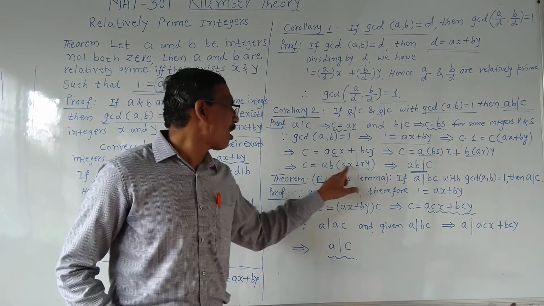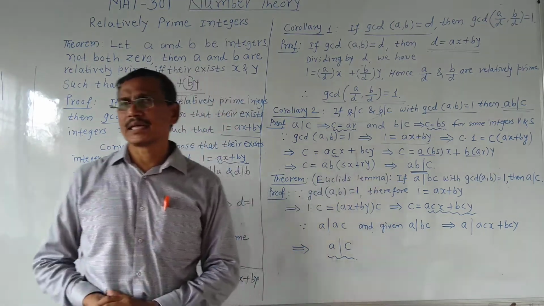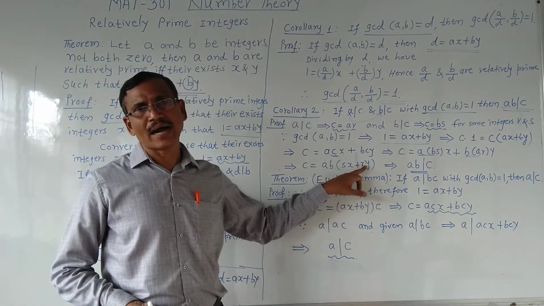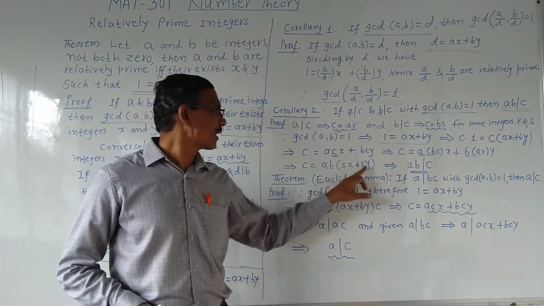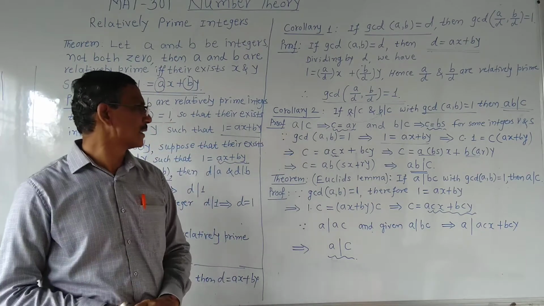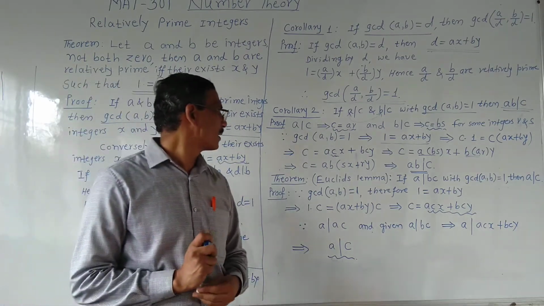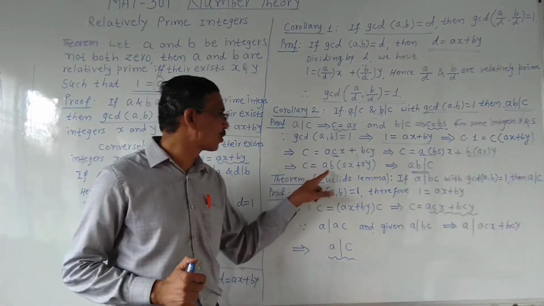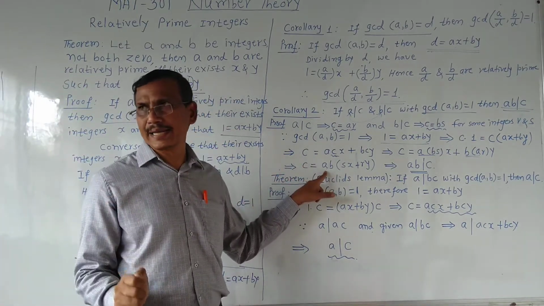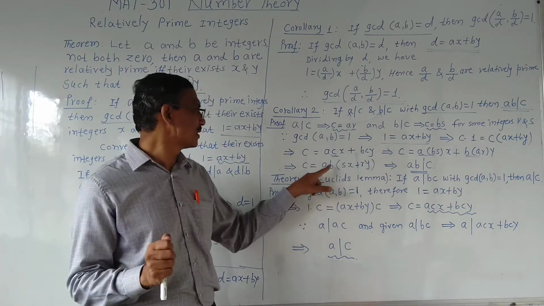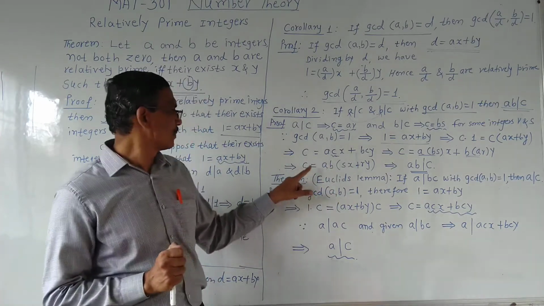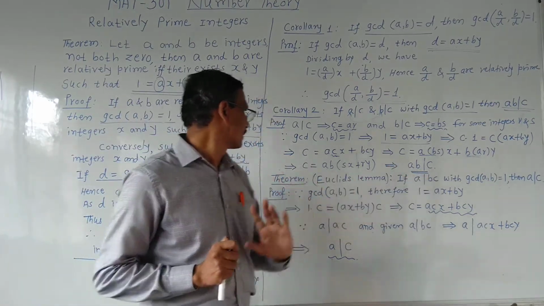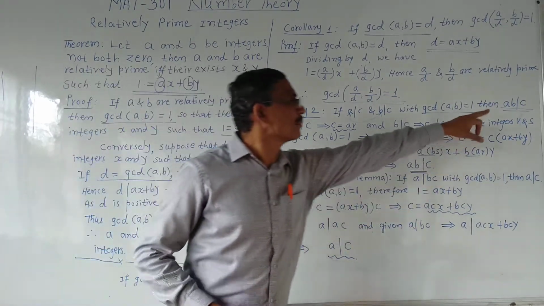In this bracket, all these four are integers: s is an integer, x is an integer, r is an integer, y is an integer, and therefore their products and sum are also integers. Therefore, by the definition of divisibility, it can be written as c equals a b into some integer. That means a b divides c, which is what we had to prove.